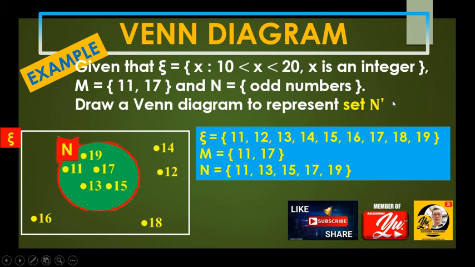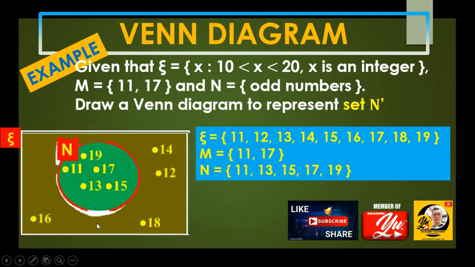So where is N prime? N prime is outside the circle. I use color to represent N prime. For those who cannot color it, you use the shaded method. You shade the outside of the circle. That's called N prime.